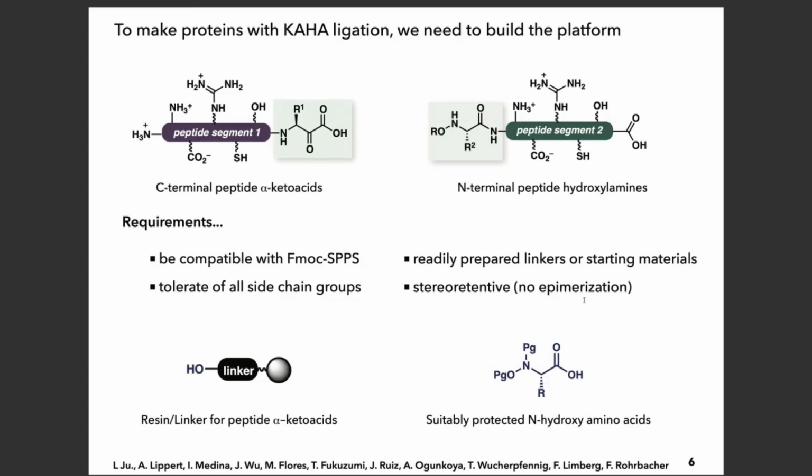But in the context of protein synthesis, we faced immediately this challenge of being able to effectively prepare peptides containing a C-terminal keto acid or peptides with an N-terminal hydroxylamine. And we really wanted the technology for making these peptides to be compatible with Fmoc solid phase peptide synthesis. We wanted to use the same resins, the same coupling reagents, the same monomers, the same HPLC protocols that people are familiar with. And to do that, we had to essentially develop our own chemistry, our own way of accessing the keto acids, our own linkers that can be installed onto standard resins, our own special hydroxylamine monomers with suitable protecting groups.